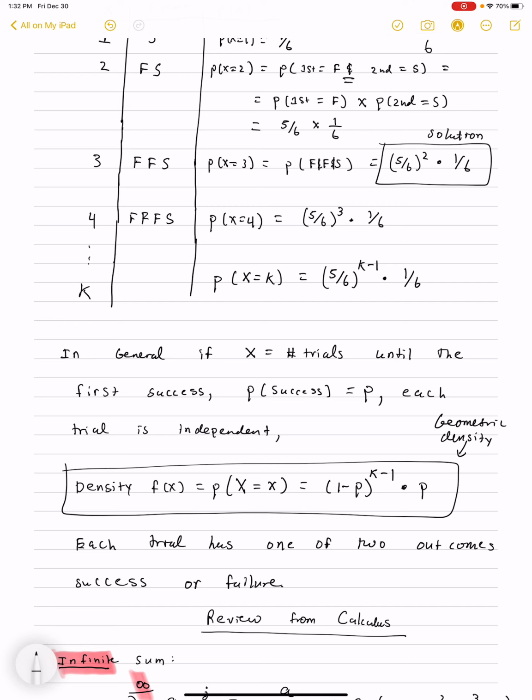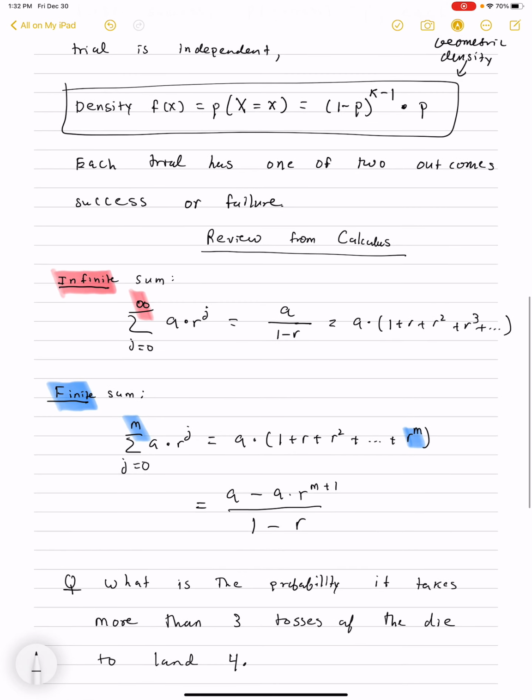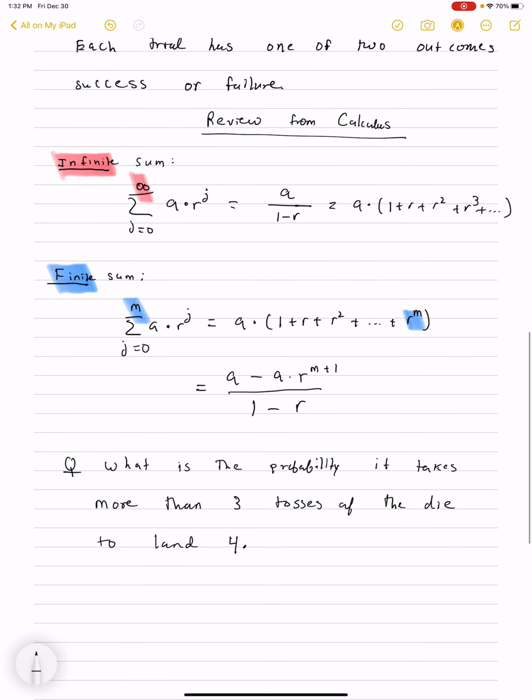I want to go through an example calculating a probability that's a little bit more involved, and I want to remind us of some things that we know from calculus. So an infinite geometric sum, the sum from j equals 1 to infinity of a times r to the j, has the sum a divided by 1 minus r. Okay? The finite sum is a little bit different. The finite sum has this more complicated formula, and it's highlighted in blue. I'm not going to rewrite that, but it's a little bit more complicated.